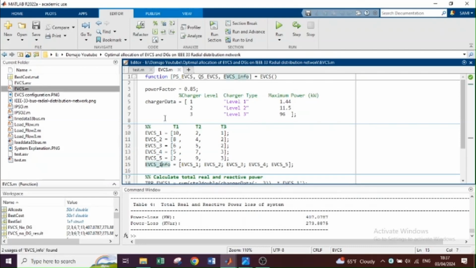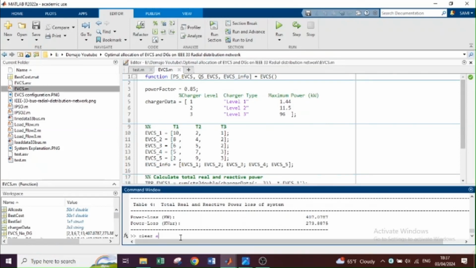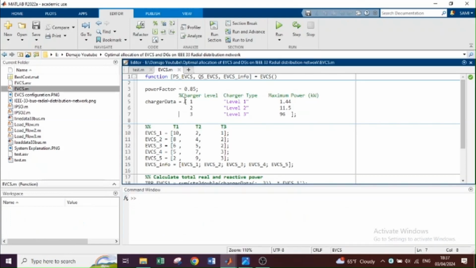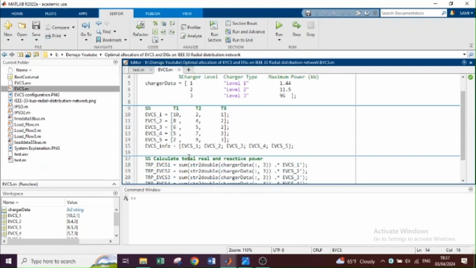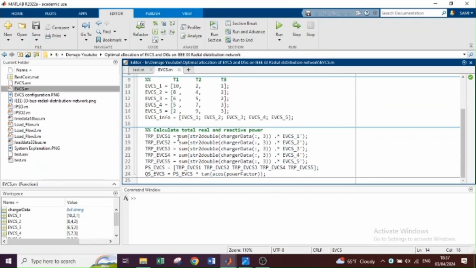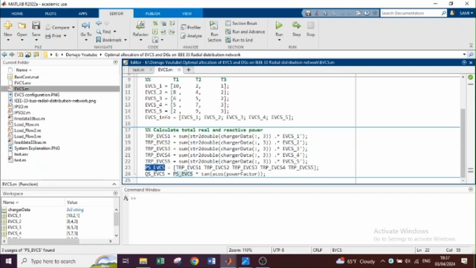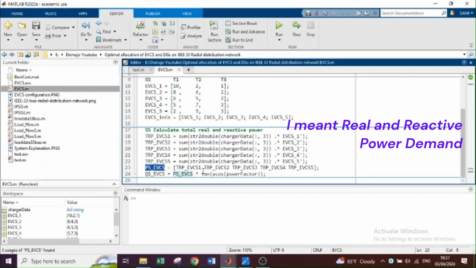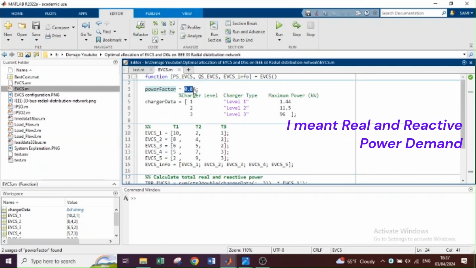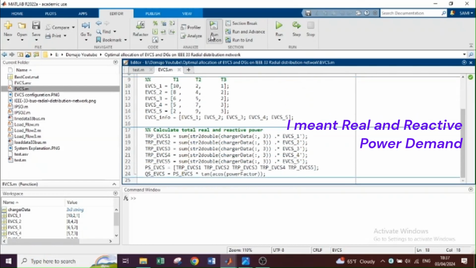Before running this, let's clear the command window and run the first section. Here we have the charging data. Then we have the info of the EV charging stations. In here, we are basically accessing the information and calculating the real power and reactive power loss based on the power factor, which is defined as 0.85 in this project.